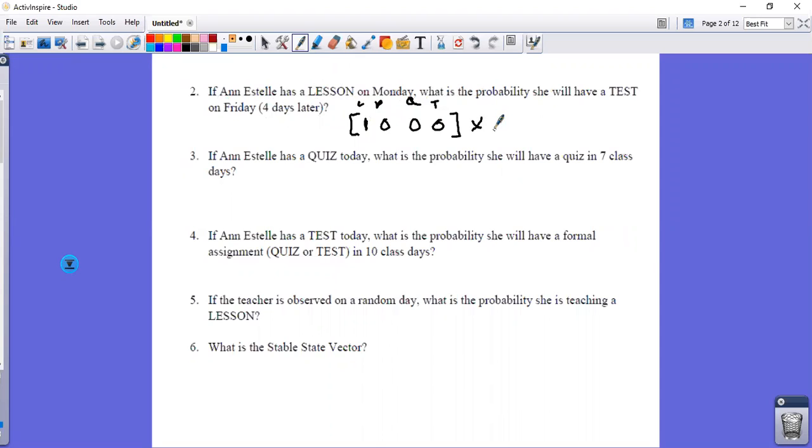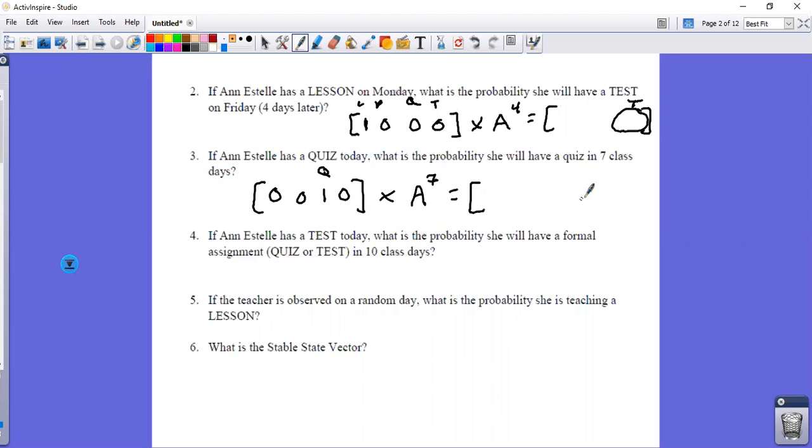So that'd be the initial state times that transition matrix to the 4th power. And then you're going to get 4 decimals. What's the probability she will have a test? It'll be the last number, because that's where the test falls. If she has a quiz today, that would make her 0, 0, 1, 0, because the quiz is the 3rd. What's the probability she'll have a quiz in 7 class days? So you'll multiply times the transition matrix to the 7th power, and then you're going to get 4 probabilities. Those 4 probabilities will still add up to 100%, and you just choose the quiz one.